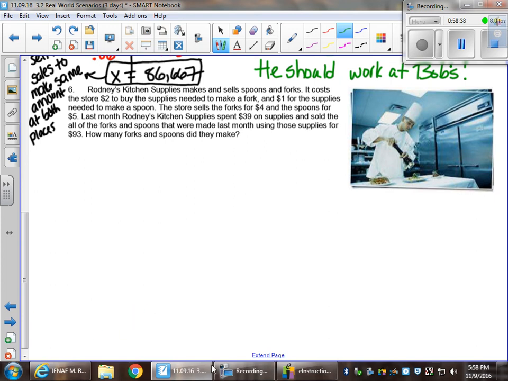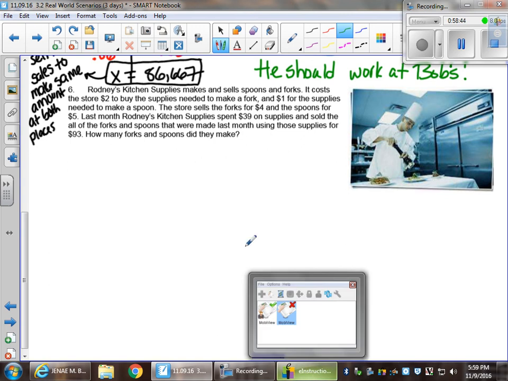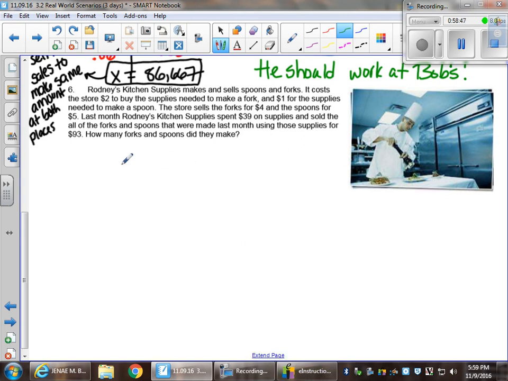Okay, well, let's take a breath because that was a lot to read. Not in a bad way. We just have some good pieces of information to work our way through. A lot to take in. So if you want to pause for a second and reread it, go ahead. Even though I just read all of that, my immediate focus first is right here on the question. How many forks and spoons did they make?